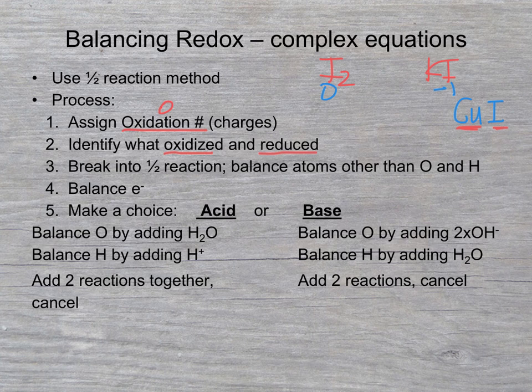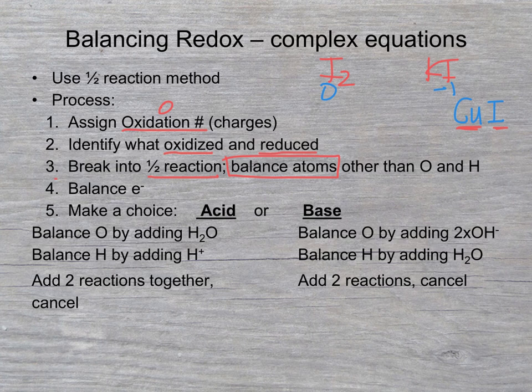Step number three is we're going to break it into the half reactions, and you're going to balance the atoms that are not oxygen and hydrogen. So if you need to have 3 chromiums or you need to have 2 sulfurs, you're going to go ahead and balance all those pieces. Do not worry about the oxygen and the hydrogen at this step, because there's a whole bunch more that we're going to be doing with oxygen and hydrogen later.